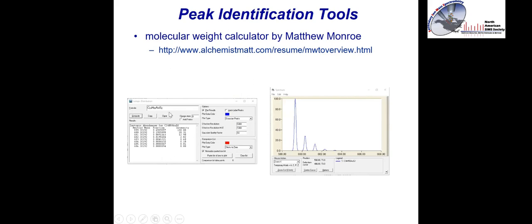And then his program also has an isotopic distribution calculator, which gives you the percentages of the isotopes and also a nice little plot showing what the isotopes look like. And this could be very useful when comparing isotopic patterns that you see within your spectra.